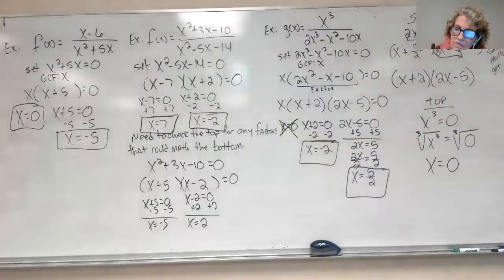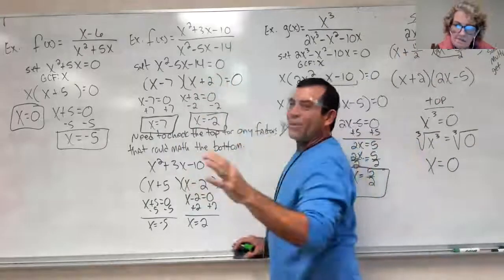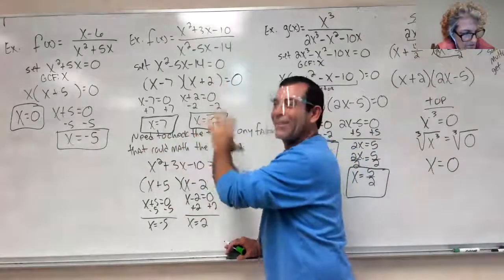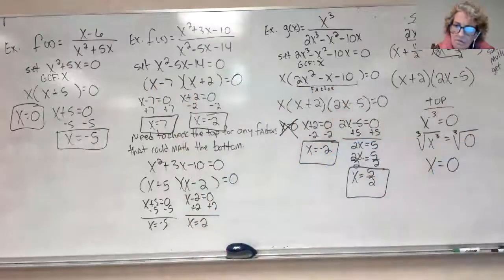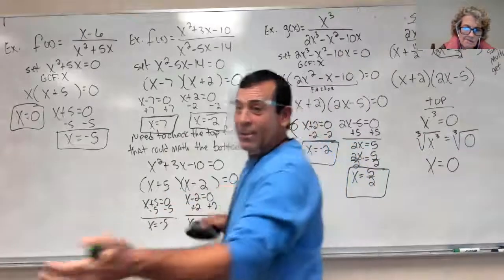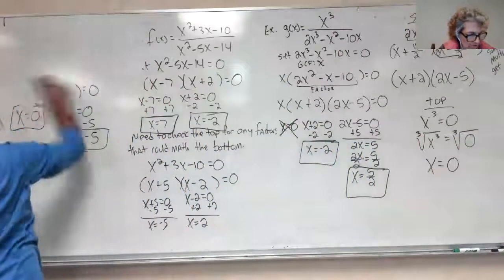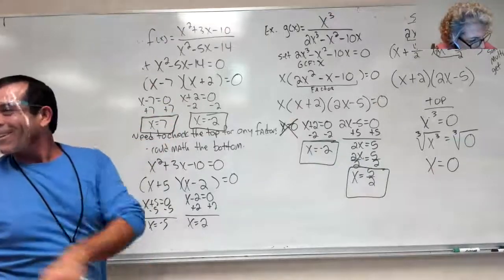Okay. So that makes sense? When you got polynomials on top, please check those to see if anything cancels with our asymptotes, okay? So let's play with some horizontals real quick. Now the horizontals aren't as bad, as long as you got them three things wrote down that we wrote down a while ago, okay?